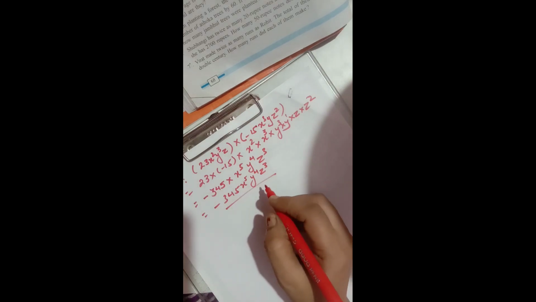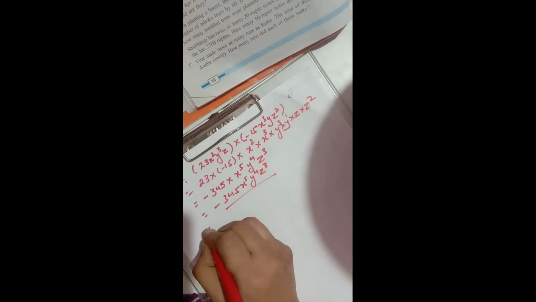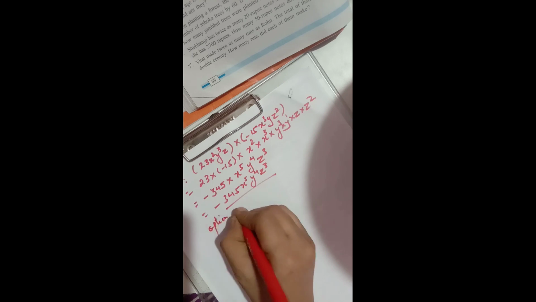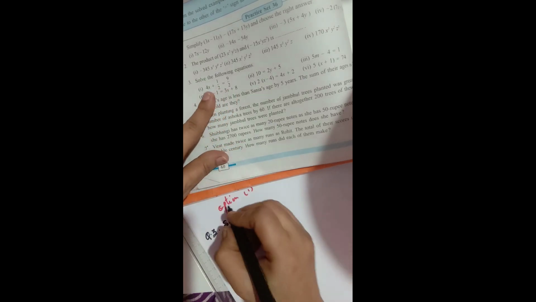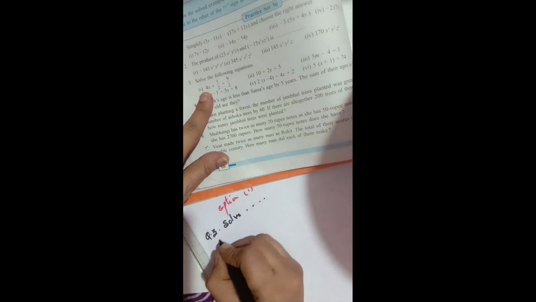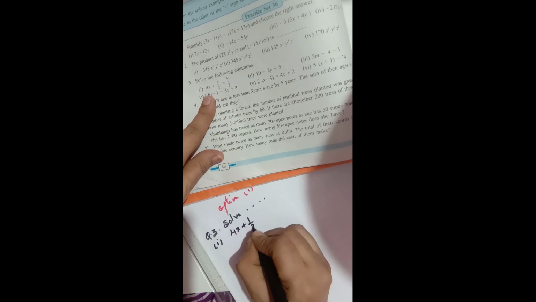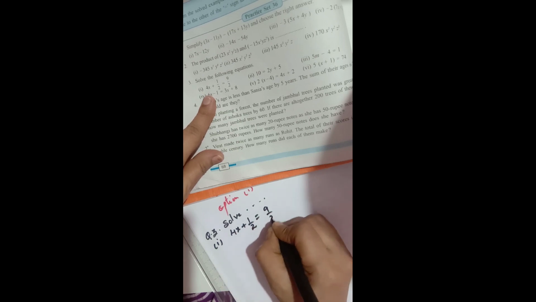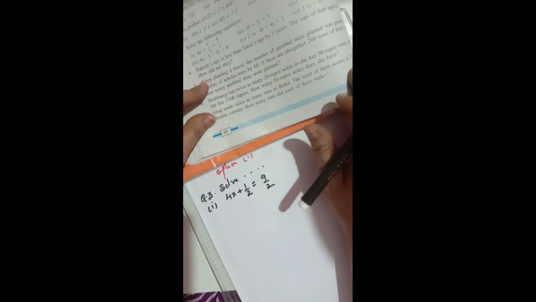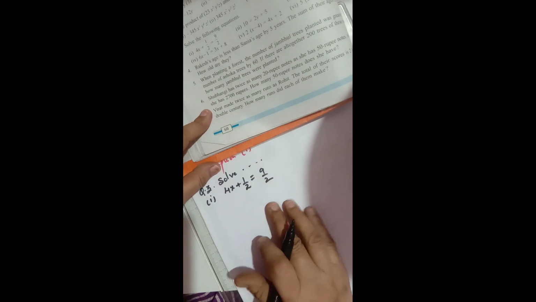Okay children, now let's start with our next question, that is option number 1. Now the next question is question number 3, solve the equations. The first one is 4x plus half is equal to 9 upon 2.